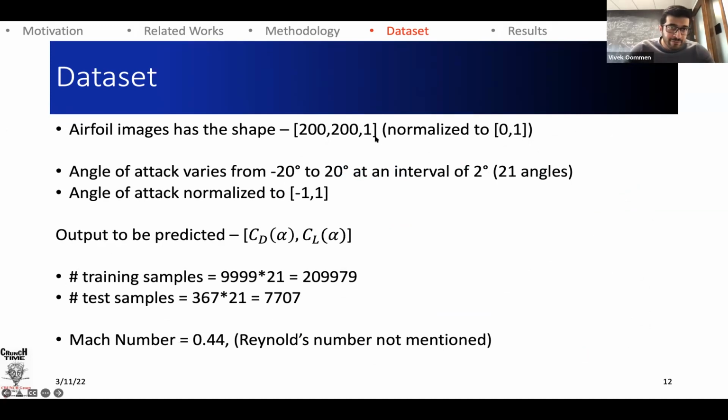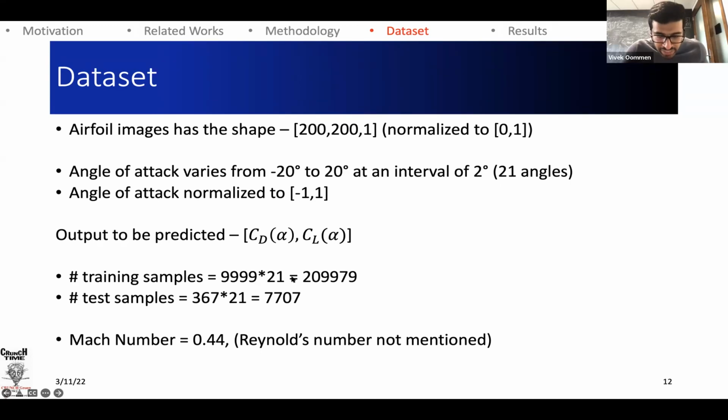Regarding the data set, the airfoil images are of the shape 200 by 200 by 1, and they are normalized between 0 and 1. The angle of attack varies between -20 to +20 degrees at an interval of 2 degrees. So there are a total of 21 different angles of attack. The angle of attack is also normalized between -1 and 1. The outputs to be predicted are two functions: CD as a function of alpha, the coefficient of drag, and CL as a function of alpha, the coefficient of lift.